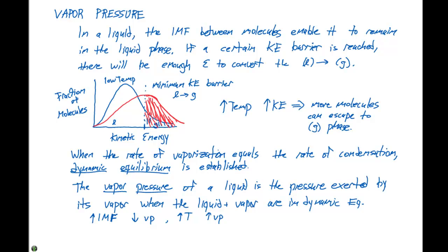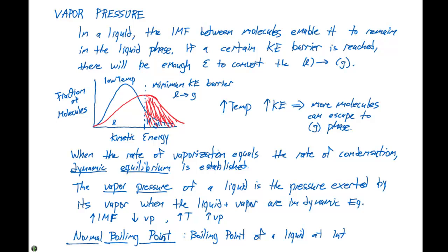And the temperature at which a liquid boils is going to increase with increasing external pressure. So we have to come up with a term called a normal boiling point, because the boiling point is going to be influenced by our external pressure. So our normal boiling point is the boiling point of a liquid at 1 atmosphere of pressure, or 760 torr.